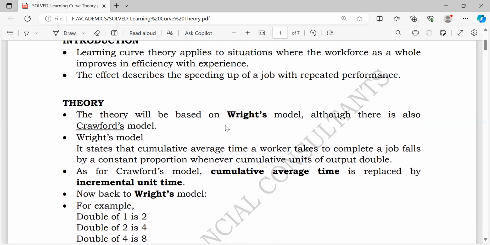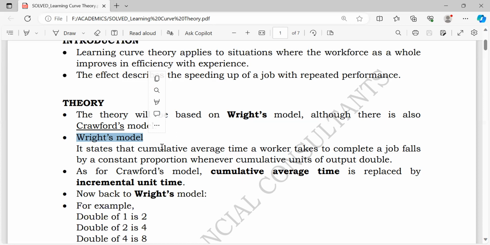Actually, you have two theories. We have the Wright's model and also the Crawford's model. I'll take a look at the model that is very common and deal with just a single model, right? So it will be based on Wright's model, although there is also Crawford's model. So our main focus will be on the Wright's model. So what does the Wright's model require?